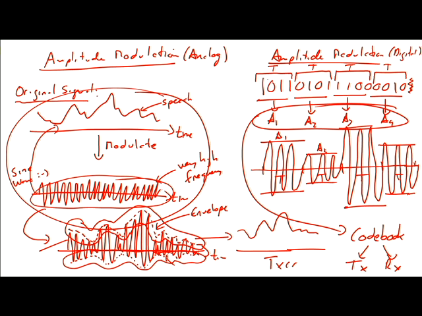Yes? For a digitally transmitted signal, how does it handle finding the amplitude the further you're away? We'll get to that. When you have more distance between transmitter and receiver, the thing you're describing is called path loss. We'll get to that in a second. That's a great question.